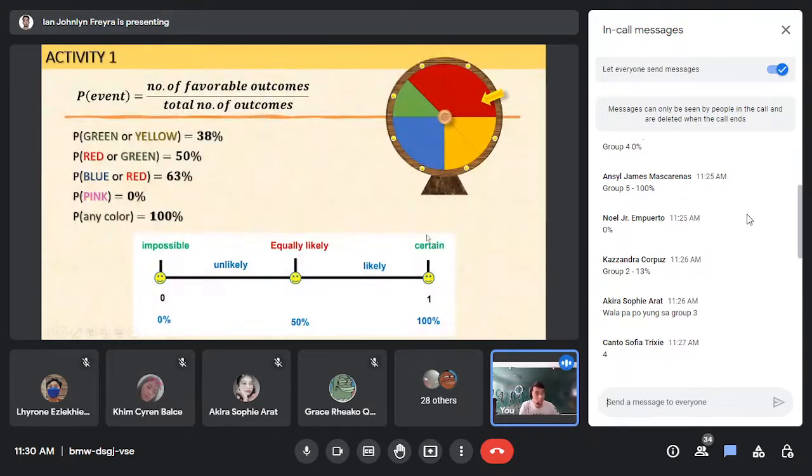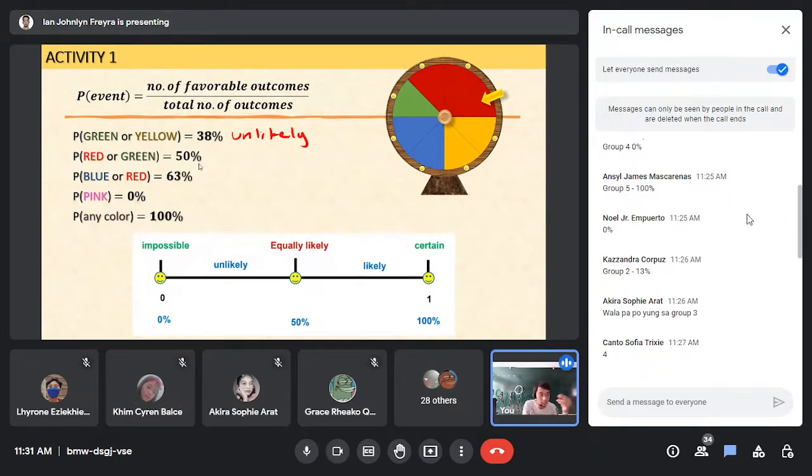Sige nga. Using the probability scale below, identify whether each of these is impossible, unlikely, equally likely, likely, or certain to happen. Group 1, kayo sumugot nito, 38%. What is 38%? Impossible? Unlikely po. Likely po. Why unlikely? Tama, unlikely. Bakit unlikely? Si 38% is in between what? Below 50% po. Below 50%. So between 0 to 50%, that's unlikely.